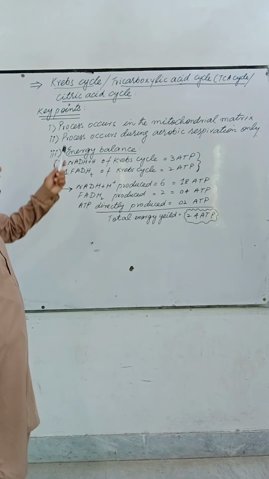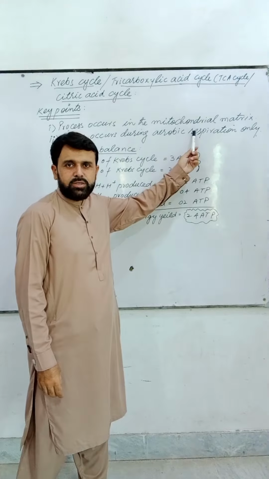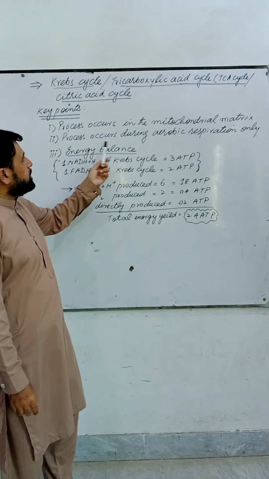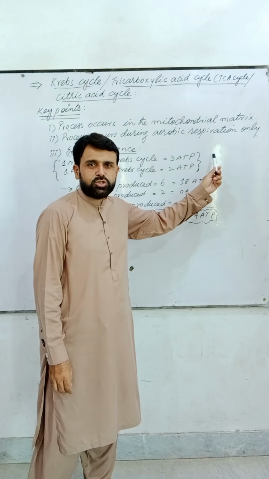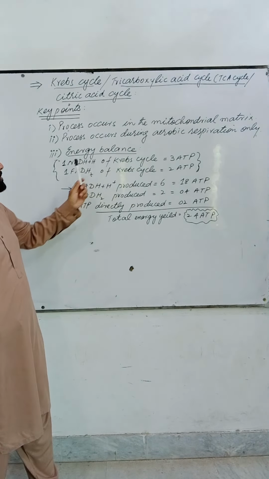After this, we move forward toward the key points. In the key points, we will see what the site of action is. This process occurs in the mitochondrial matrix, which is the fluid portion of mitochondria, and this process occurs during aerobic respiration only. Okay. Next, energy balance.